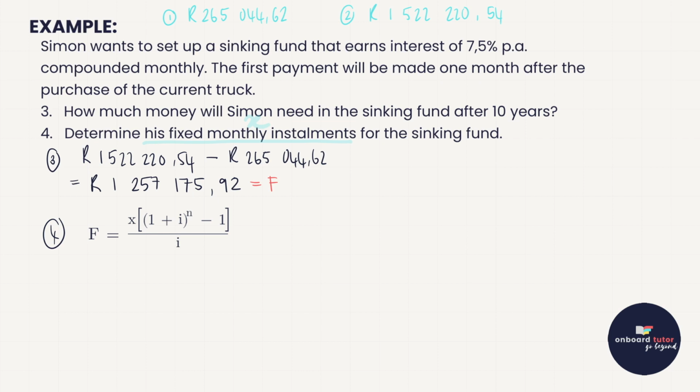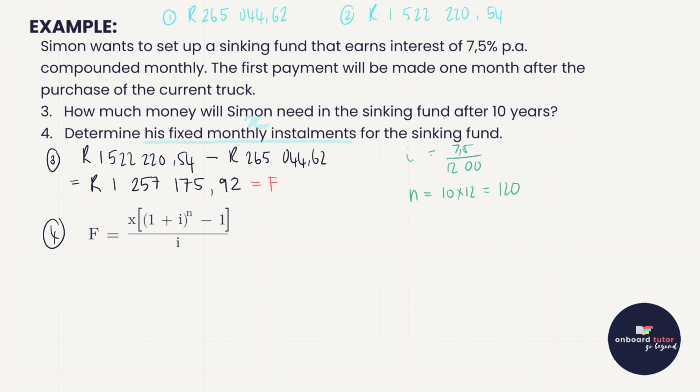Okay, I is the interest rate. So let's jot that down somewhere. I, in terms of the sinking fund, he's earning 7.5%. So percent is going to divide by 100, compounded monthly, so divided by 1,200 there. And then N is the number of time periods. So N, it's 10 years times 12 months, so 120 installments that he's going to make in total.